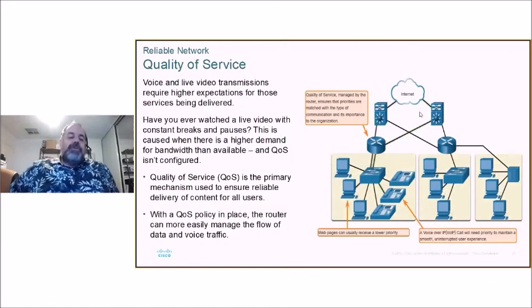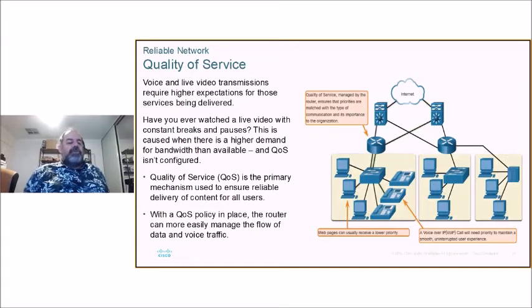So quality of service, again, this is actually required because we've done the converged networks, and so voice and video have different requirements than data, and so you need to have a certain quality of service for those types of traffic. Voice and live video require higher expectations for those services being delivered. Have you ever watched a live video with constant breaks and pauses? This is caused when there's a high demand for bandwidth and quality of service isn't configured.